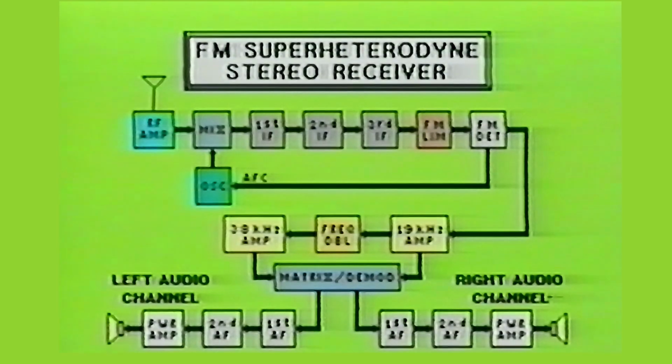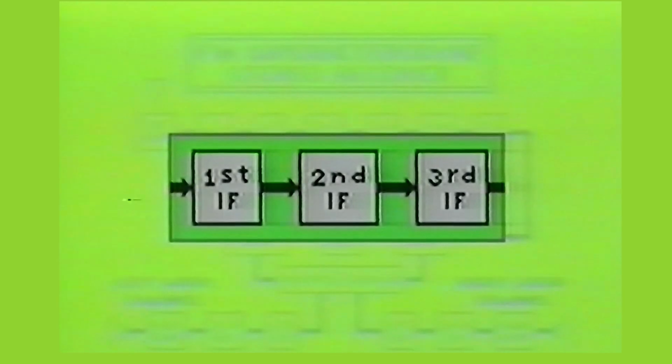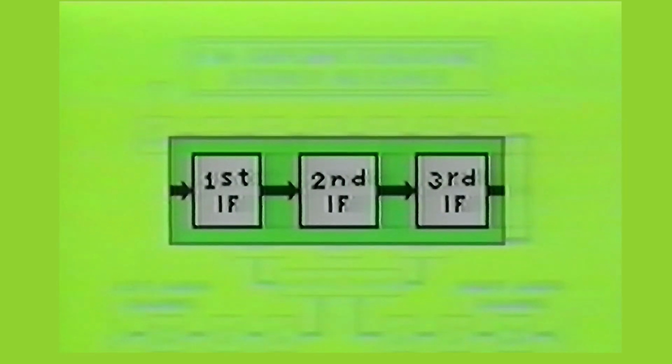The IF amplifier stage will use the difference frequency between the RF signal and the local oscillator signal. Most FM receivers will have a minimum of 2 IF amplifier stages and may contain as many as 4 such amplifiers. The IF amplifier stages actually provide most of the amplification of the incoming signal.